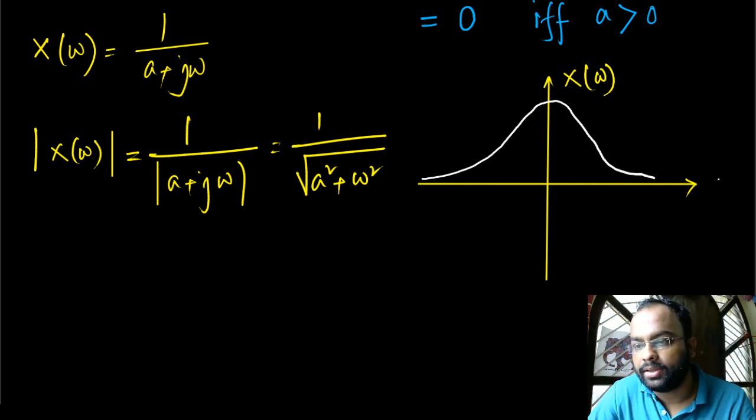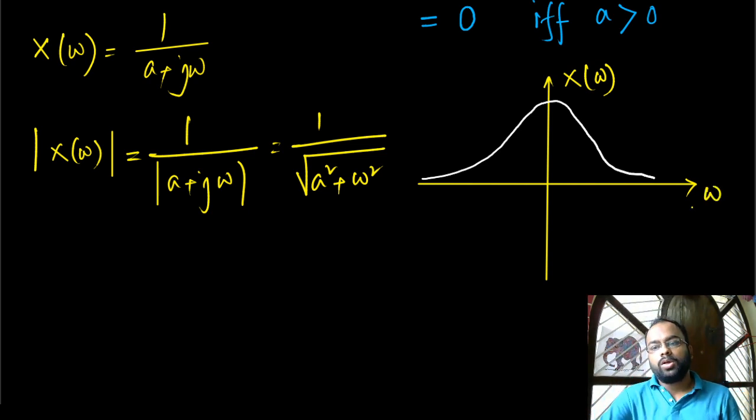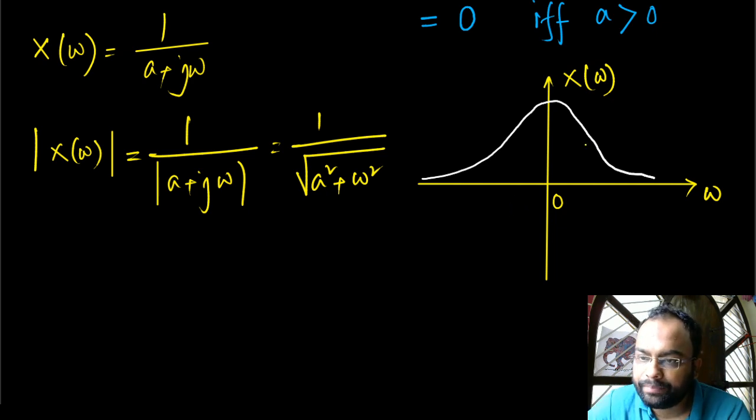And this is not t, this is omega. So what does this tell you? This essentially tells you that this signal has plenty of frequency components. In fact, all possible frequencies are present within the signal, right? And when omega is 0, this has a value of 1 by a.